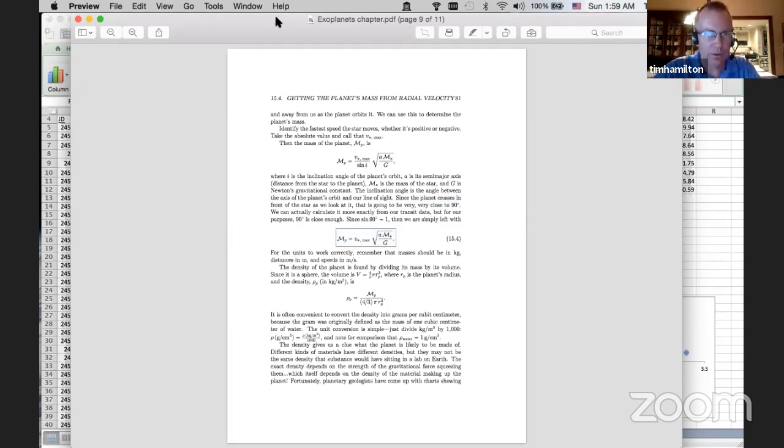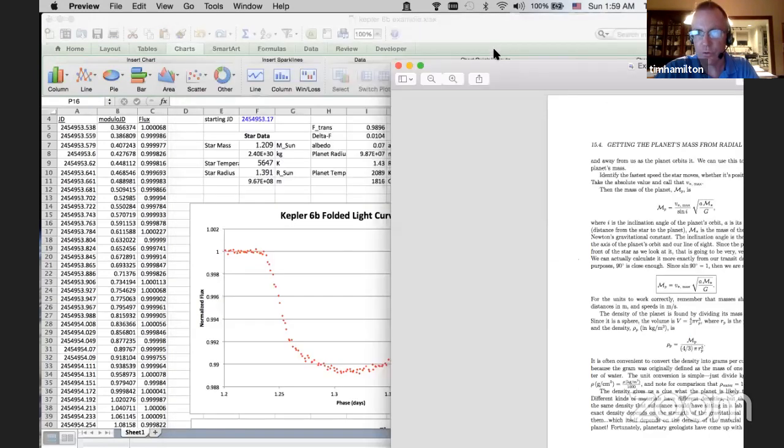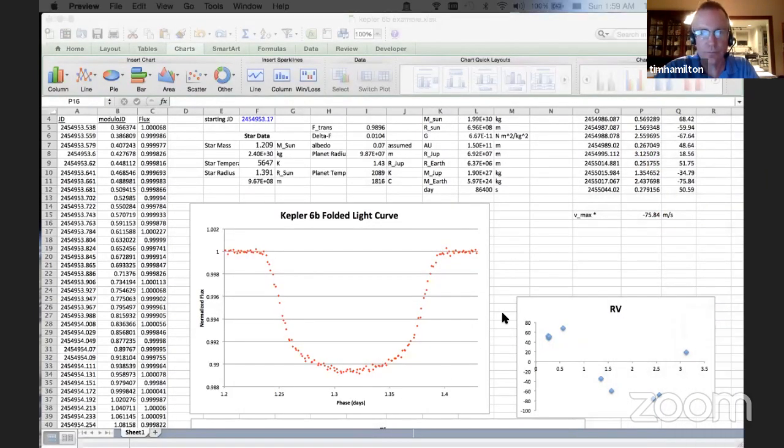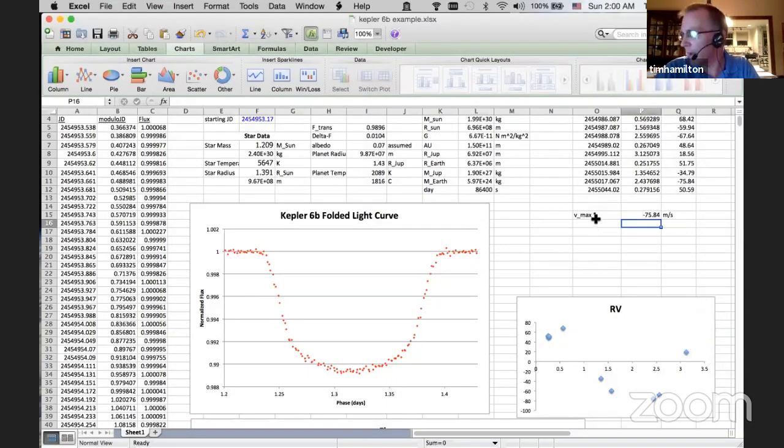So let's calculate that. Mass of the planet is the maximum stellar velocity towards or away, doesn't matter. We just need the absolute value, times the semi-major axis of the orbit, A, times the mass of the star, and we divide it by the gravitational constant. All right, that's on page 81. Okay, so mass of the planet.